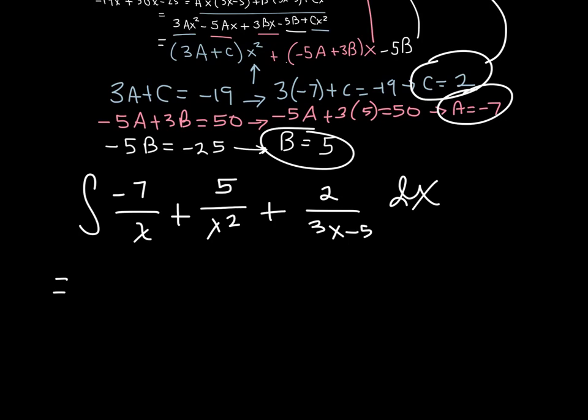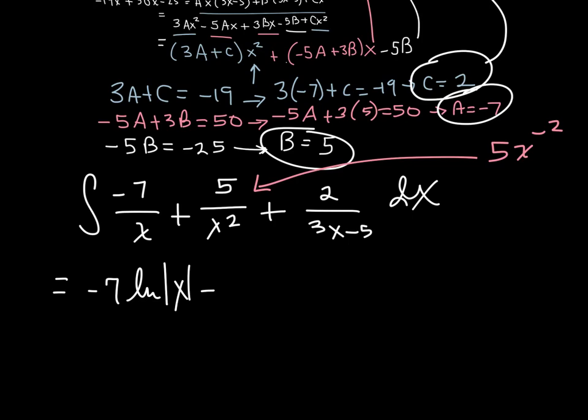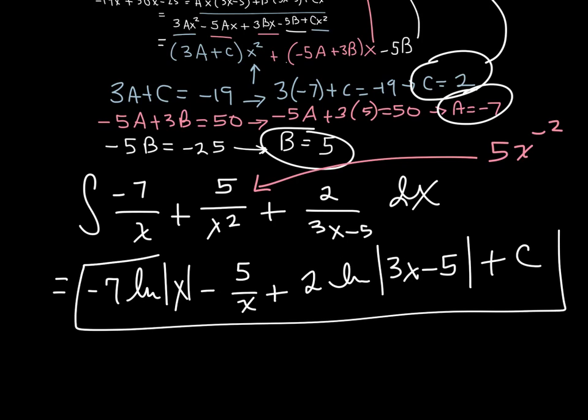Remember, the 1 over x is ln of x, so minus 7 ln. Typically you write it as an absolute value. This piece right here you would write as 5 times x to the negative 2. So I can see when I add 1, I'm going to end up with minus 5 over x. So I'm just taking the antiderivative. And then plus 2 ln of 3x minus 5, plus C. And I am done.